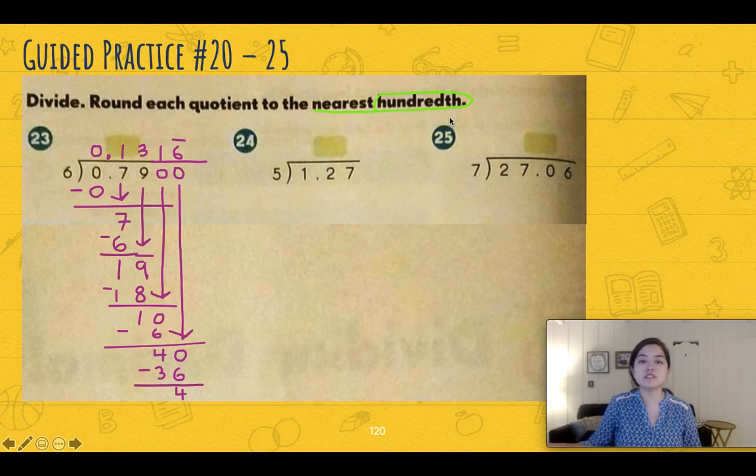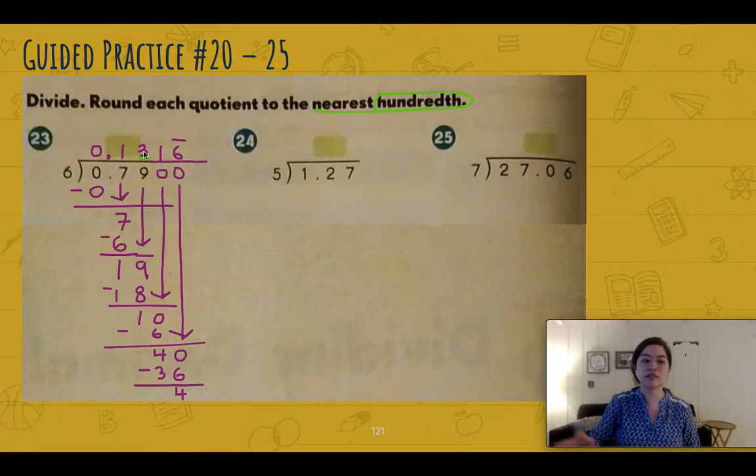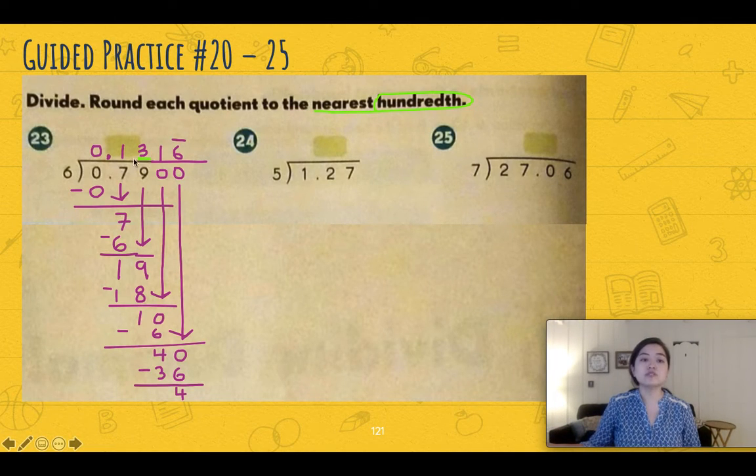And we want to round it to the nearest hundredth. So this is my tenth, this is my hundredth right there. To see if I have to keep it the same or add 1 to this, I have to look at the thousands place. It's less than 5, so I'm going to keep it the same. So my answer rounded to the nearest hundredth is 0.13.